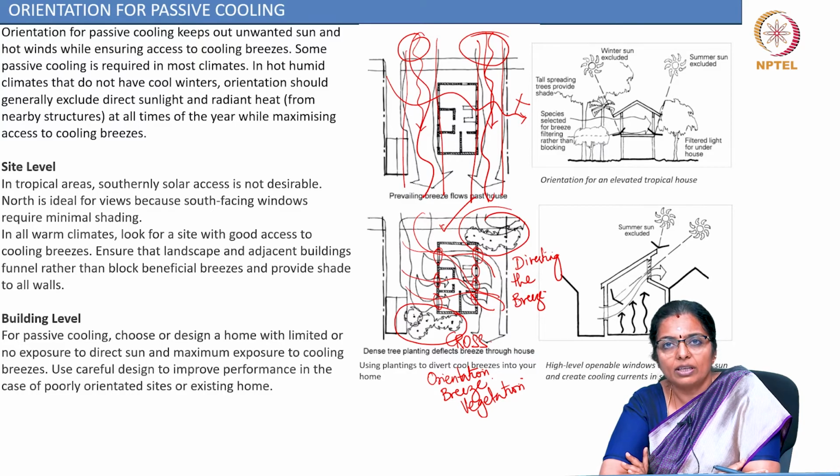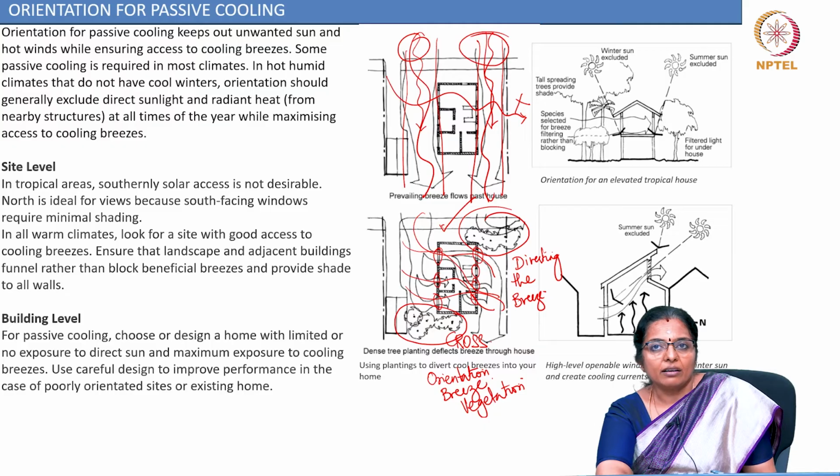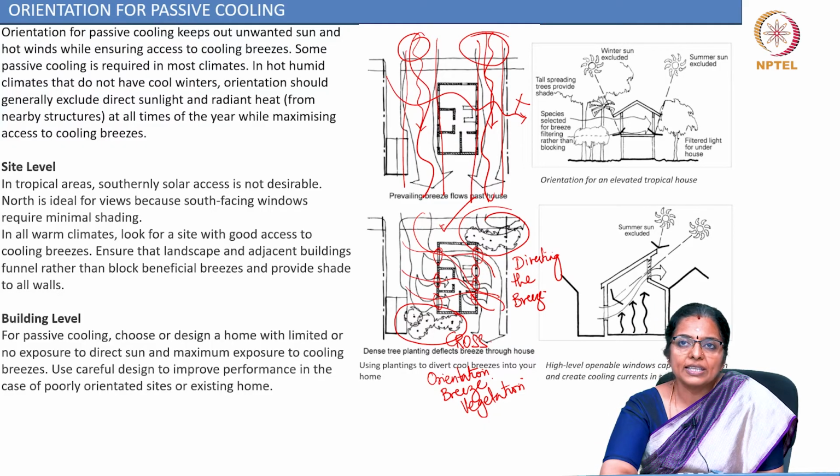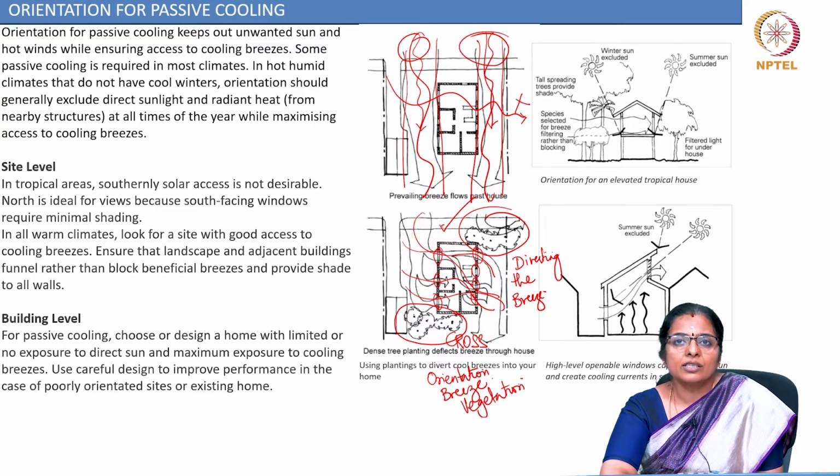At site level, in tropical areas, southerly solar access is not desirable. North is ideal for views because south facing windows require minimal shading. In all warm climates, look for a site with good access to cooling breezes.